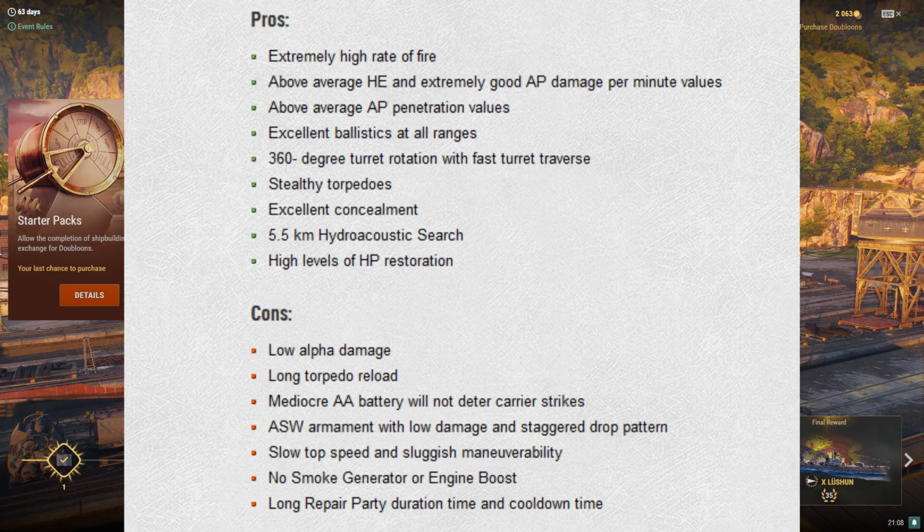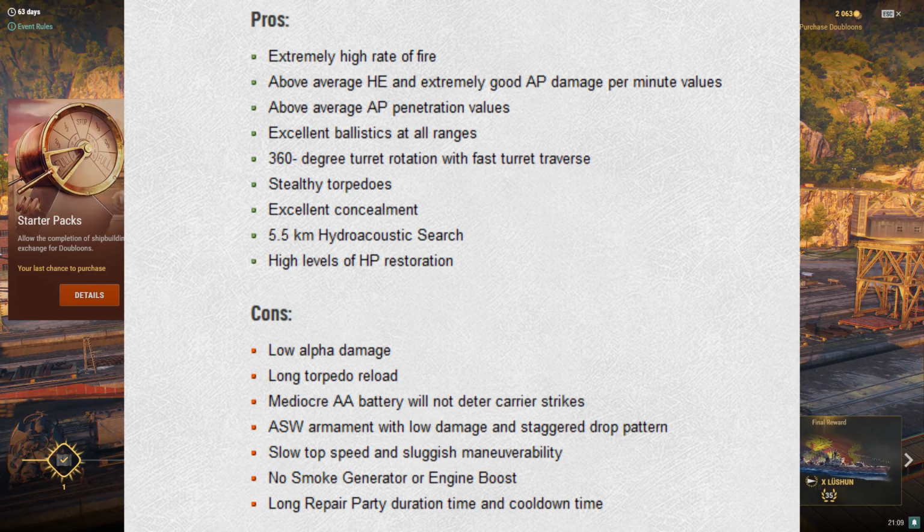Low alpha damage. Well, on the guns or the torps, it didn't say. Long torpedo reload. Mediocre AA battery will not deter carrier strikes. ASW armament with low damage and staggered drop pattern. So it sounds like it takes longer for them to drop, so not as concise ASW strikes. Slow top speed and sluggish maneuverability.